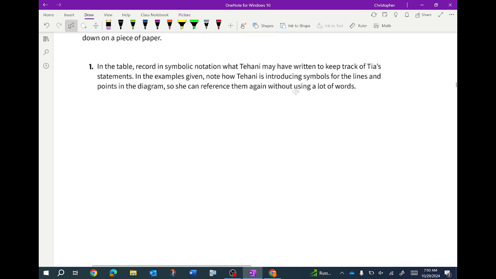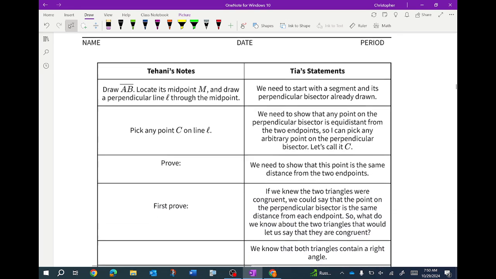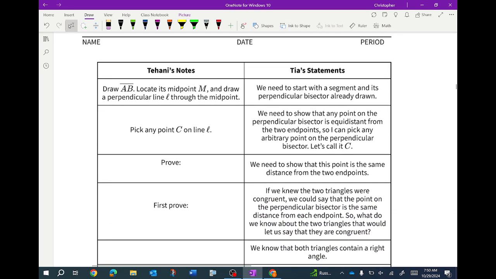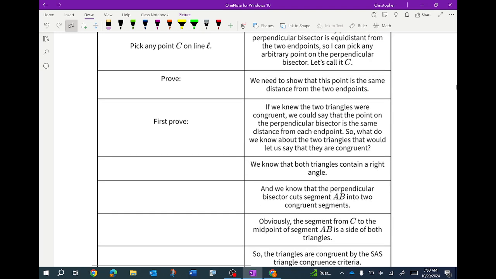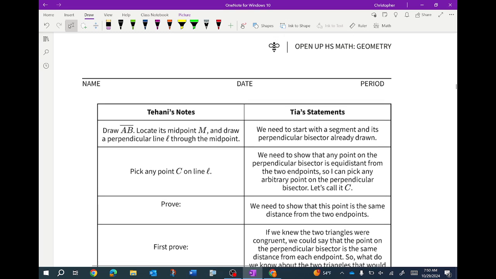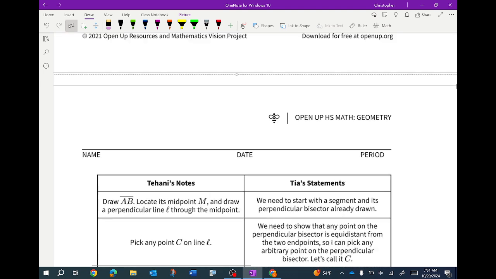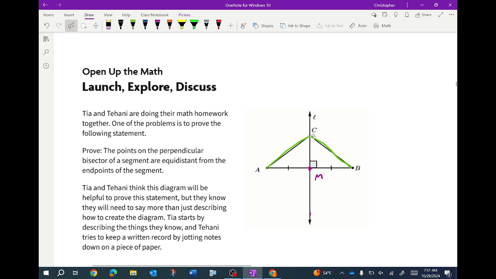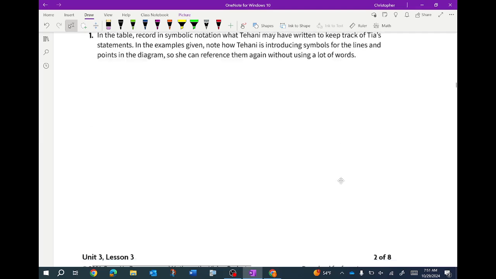All right. So we have Tia's statements, and Tahani is basically taking these statements and shortening them into very compact symbolic notation, because we don't want to have to write a whole lot of stuff, and especially for writing proofs, we want to write very short statements. Okay, so we start out with what we're given. We have a perpendicular bisector, and we're trying to figure out a point that's equidistant, so we're just going to pick any point, call it C. That's just the given picture that we have.